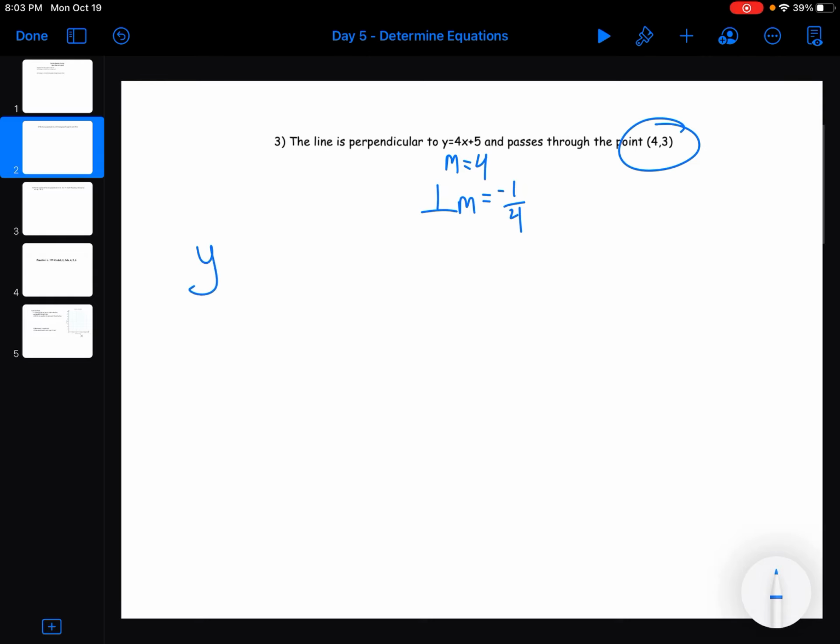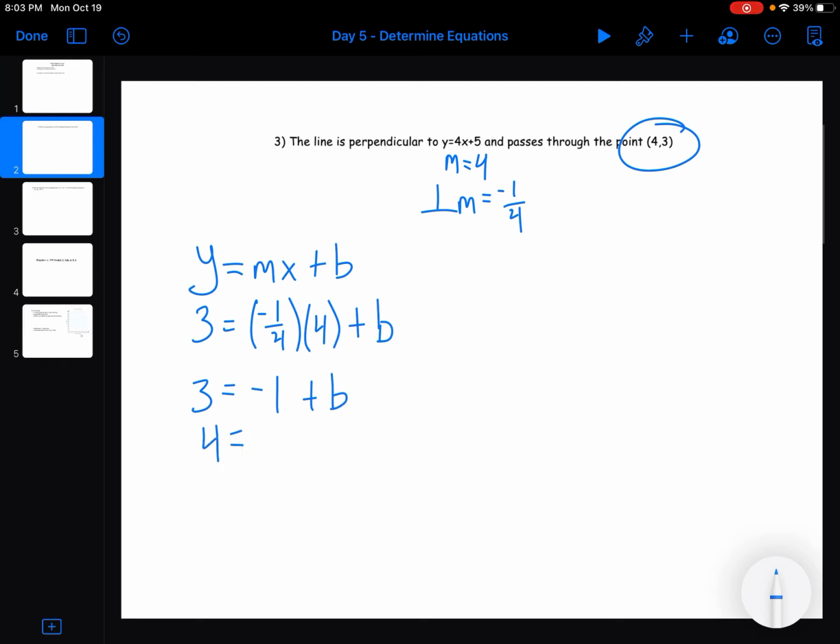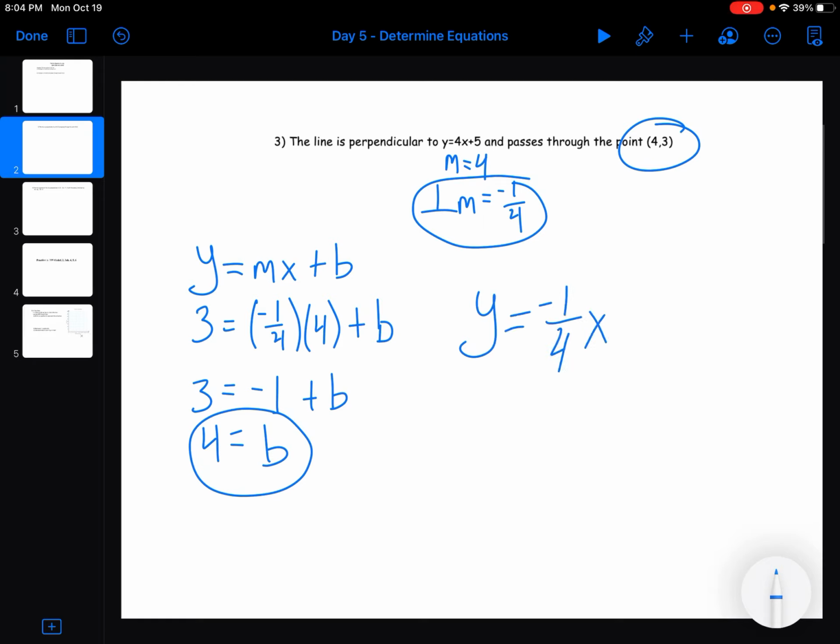So we're going to do the same thing we did in the last question. We're going to have y equals mx plus b. We're going to say 3 equals -1/4 times 4 plus b. Well, -1/4 times 4, that's going to give me 3 equals -1 plus b. 4 equals b. Now I've got my slope, got my b value. We'll have y equals -1/4 x plus 4 is my equation.